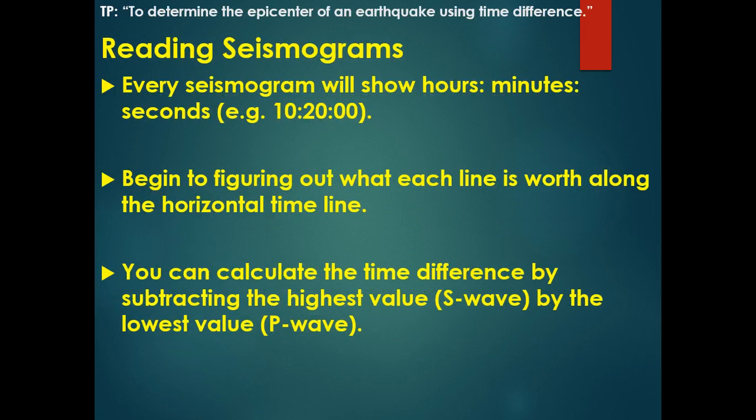Okay. Reading seismograms. Every seismogram will show the hours, the minutes, and the seconds. And we use that data to reveal information about the time difference. So we want to begin by figuring out what each line is going to be worth along that timeline. I'm going to show you that in a second. Then you can calculate the time difference by subtracting the highest value, the S wave, minus the lowest value, our P wave.